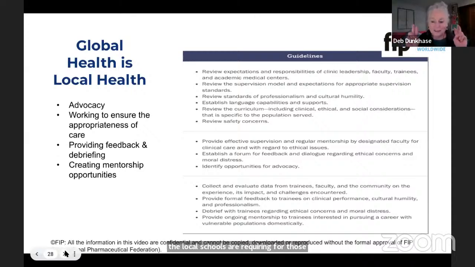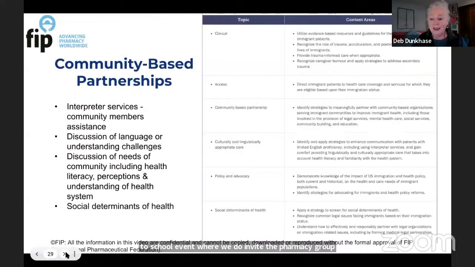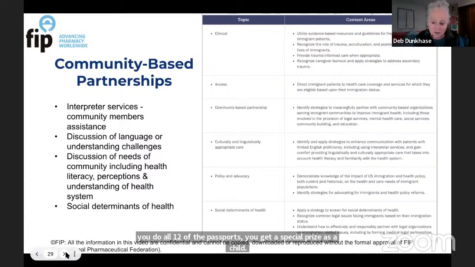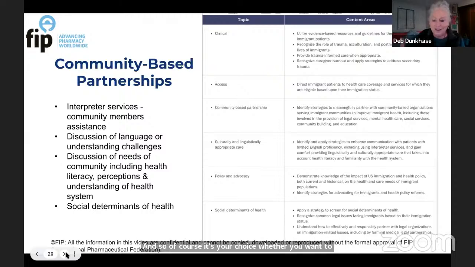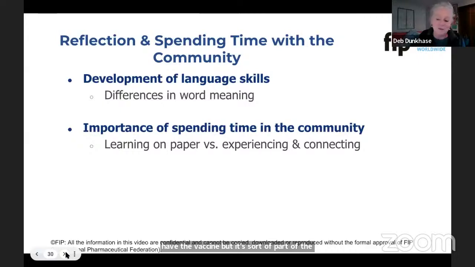And Janine, one of the little sort of tricks that Open Heartland uses is we have on our back to school event where we do invite the pharmacy group to come in and do back to school vaccines. We have a children's activity passport. And so if you do all 12 of the passports, you get a special prize as a child. And so of course it's your choice whether you want to have the vaccine, but it's sort of part of the lineup of events. So it's just kind of a natural thing to do.